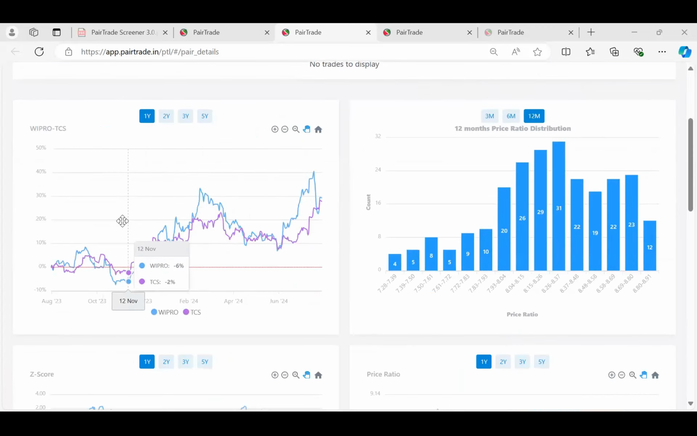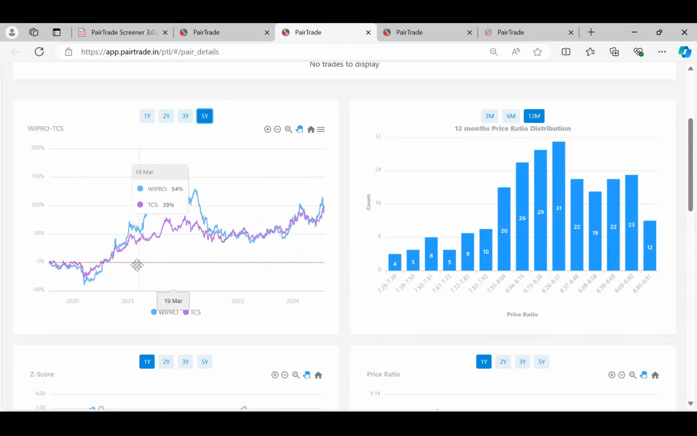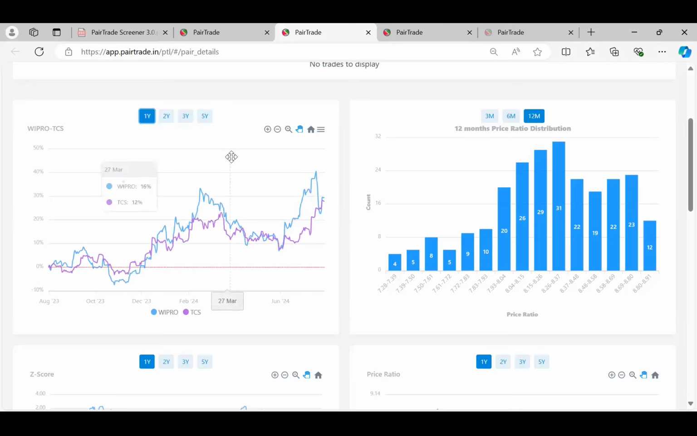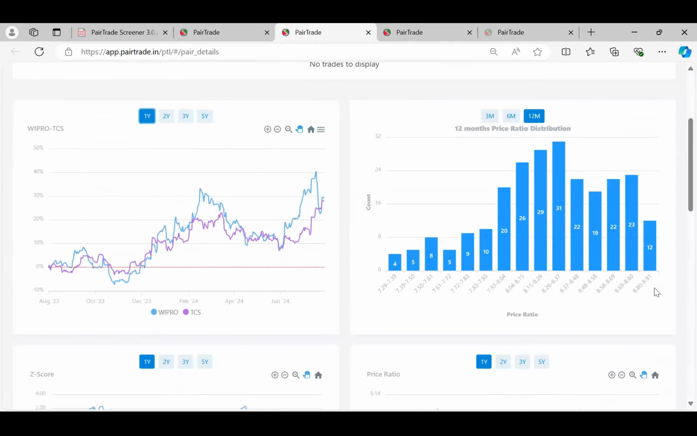In the chart section, it will display the performance of each pair over a period of 1 year. I can change it to 2 years, 3 years, 5 years, to see how the pair has performed. Now, both are almost equal in performance. And this is the price ratio distribution chart. You will see there is an extension here, so there is a skewness. Now we are at 8.33, somewhere here.